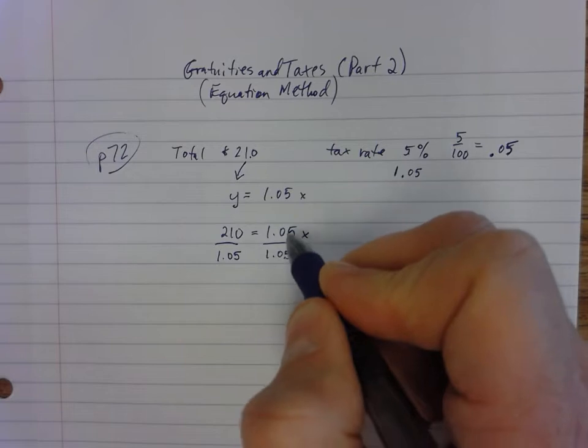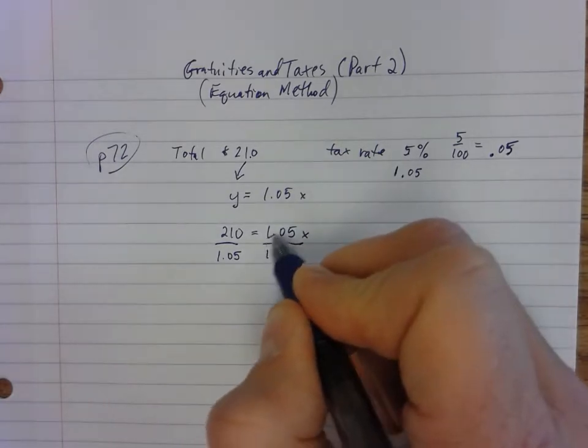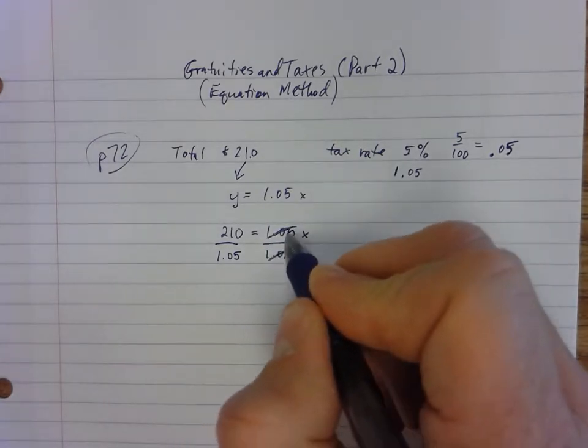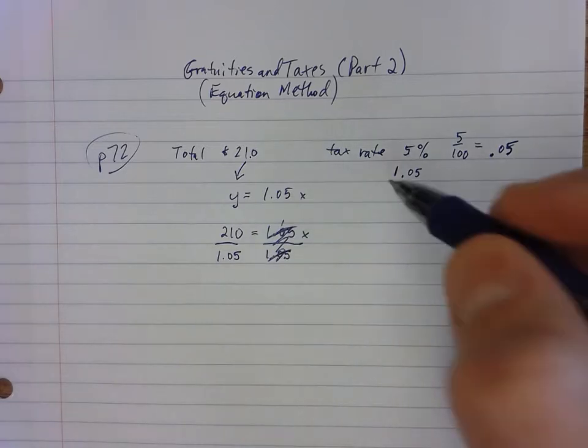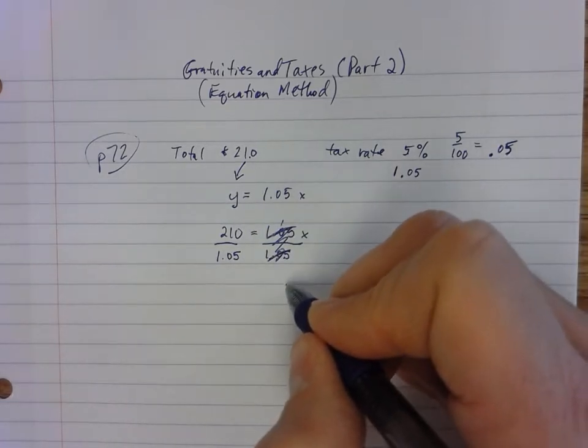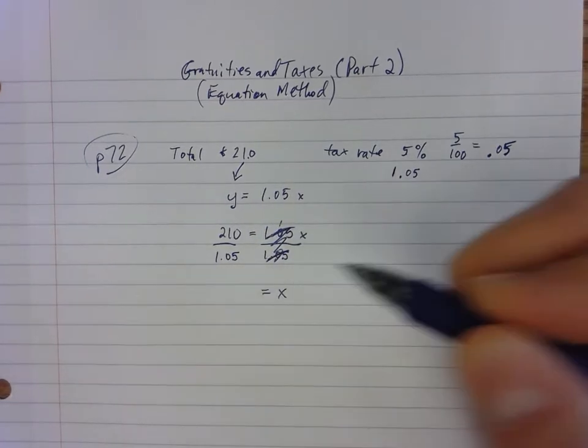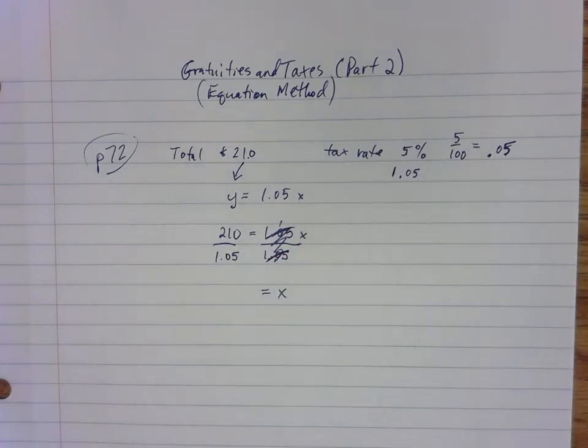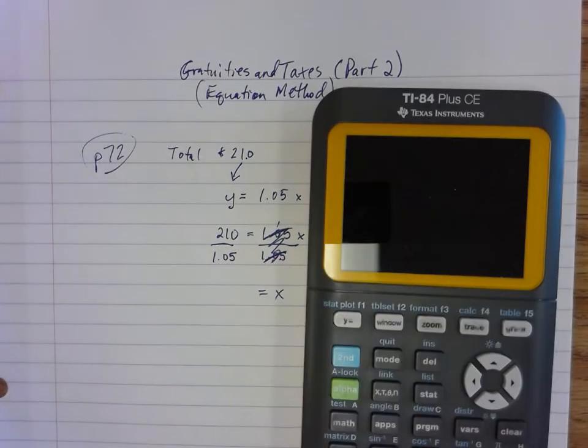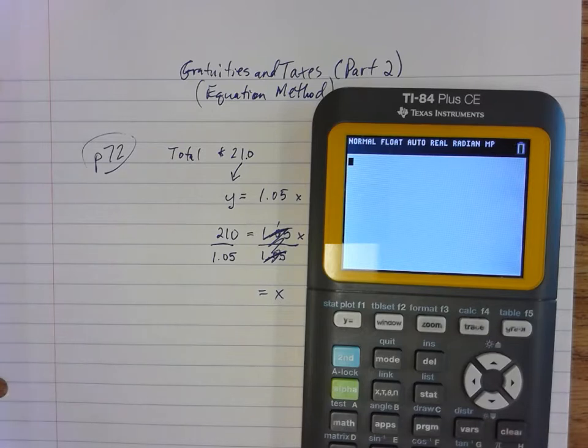Now what's 1.05 divided by 1.05? Well, they divide out, they cancel out, and that's a 1. So you end up getting x, which is what you want. Now let's do 210 divided by 1.05 and see what the price was before tax. Okay, 210 divided by 1.05 puts us up to 220.